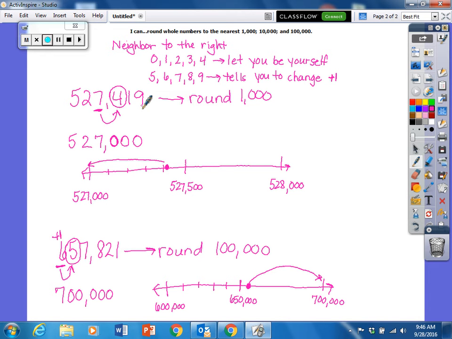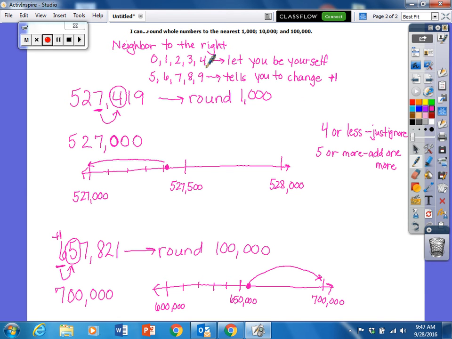So we've got our rounding rule of underlining the number that you're looking at, where you're rounding to, looking next door to the right, circling that number, and deciding if it's going to let you be yourself or if it's going to tell you to change and go up by 1. There's also a little rhyme that says 4 or less, just ignore. 5 or more, add 1 more.